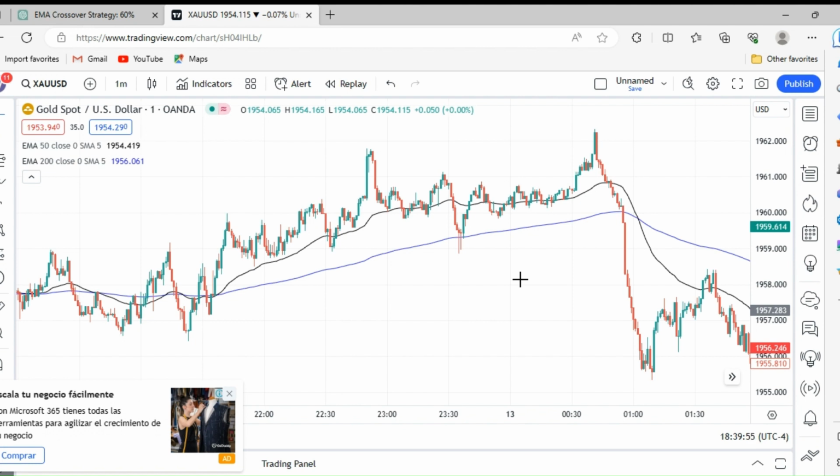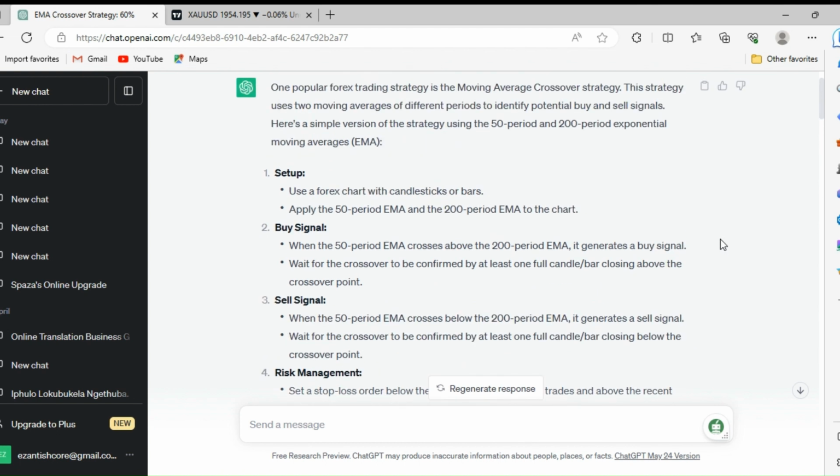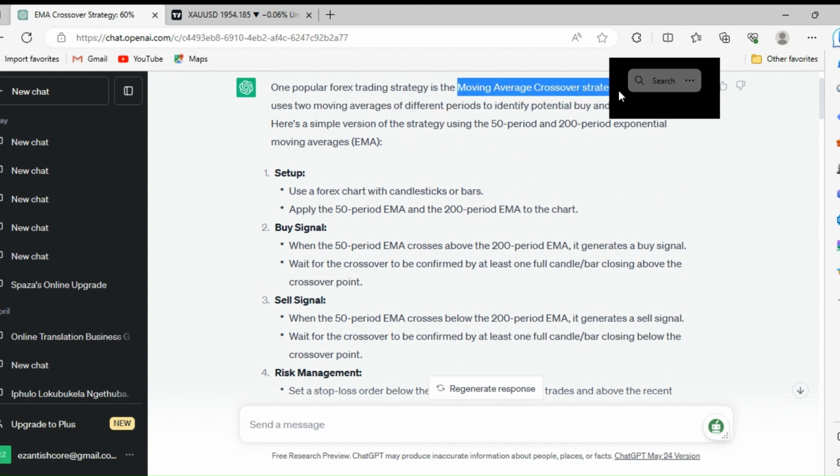But is it possible that artificial intelligence could help us to generate income daily, to generate profits that could help us make a living? Now, we asked ChatGPT to generate for us a strategy, simple instructions that you can follow. A strategy that has a 50% plus winning rate. So it generated us this strategy called the moving average crossover strategy.